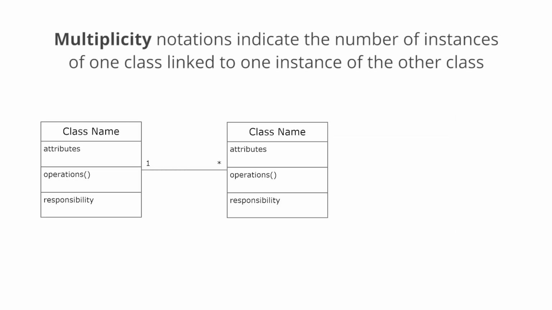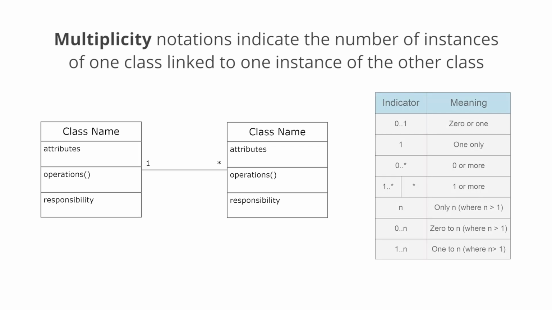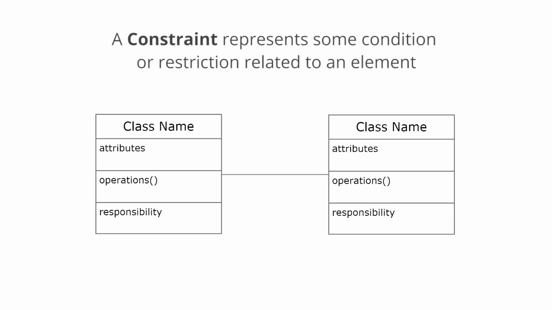Place multiplicity notations near the ends of an association. These symbols indicate the number of instances of one class linked to one instance of the other class. For example, one company will have one or more employees, but each employee works for just one company. A constraint represents some condition or restriction related to an element. Place constraints inside curly braces.